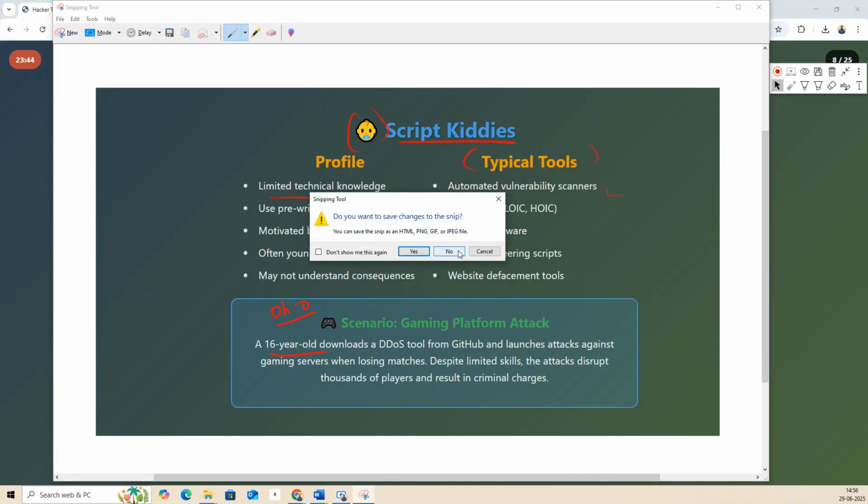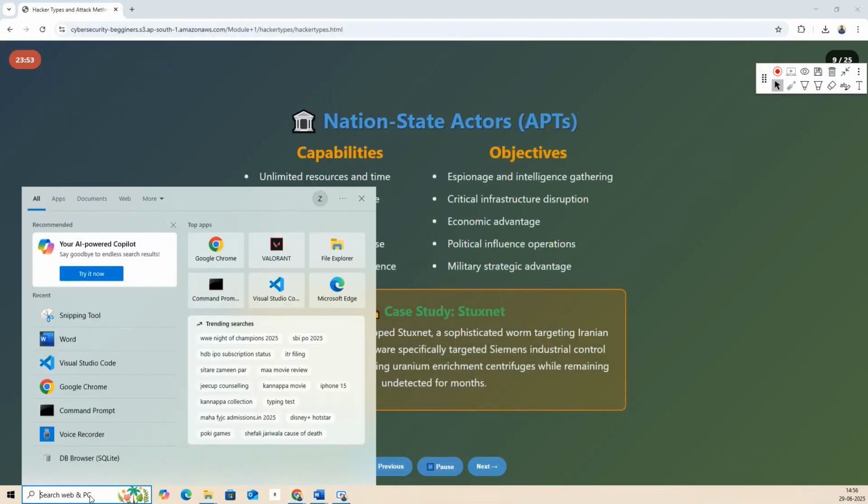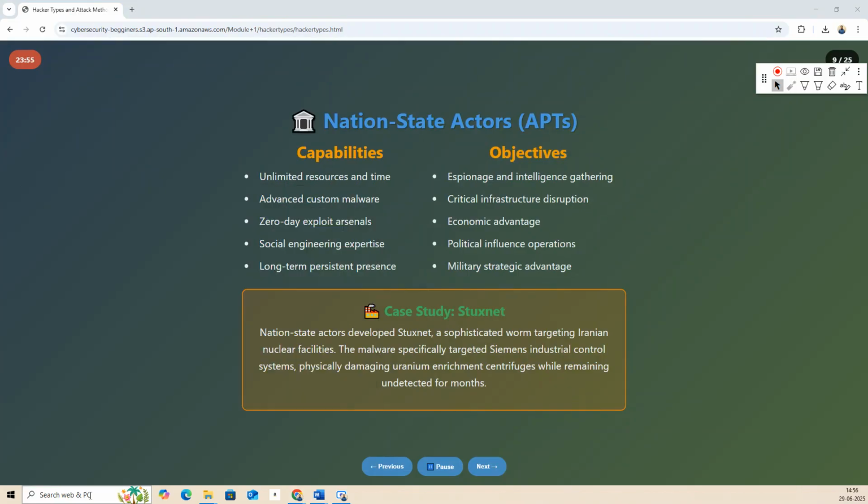Hope these scenarios are interesting. These are all real world scenarios which have happened. I'm just taking those use cases for the explanation.